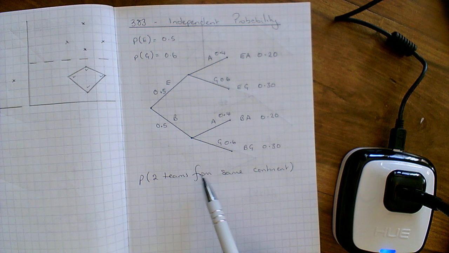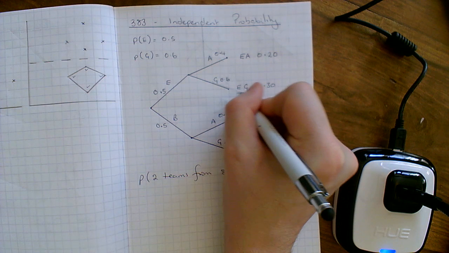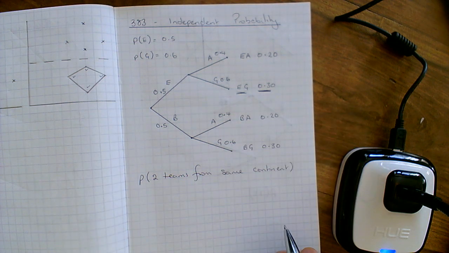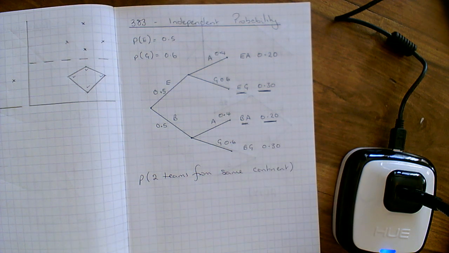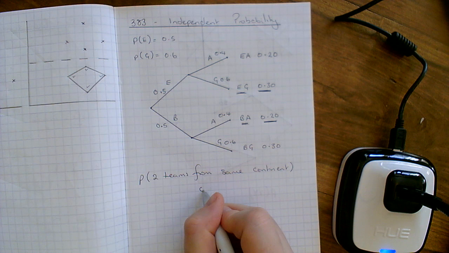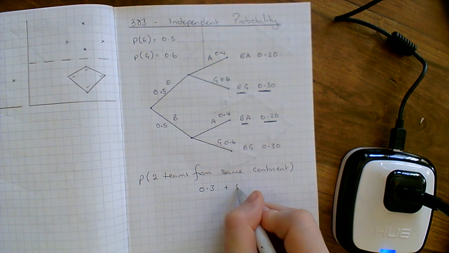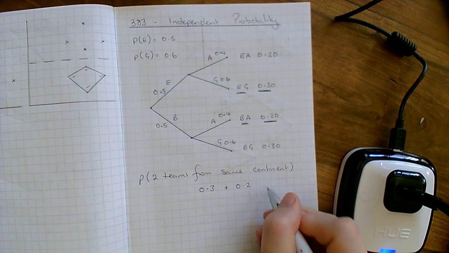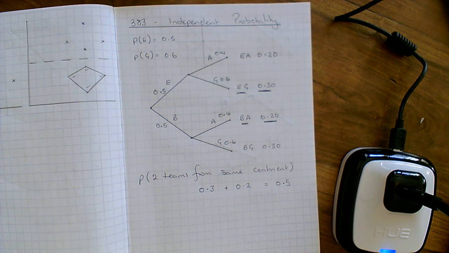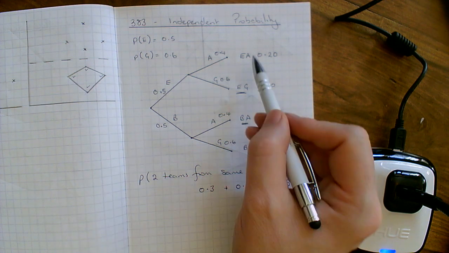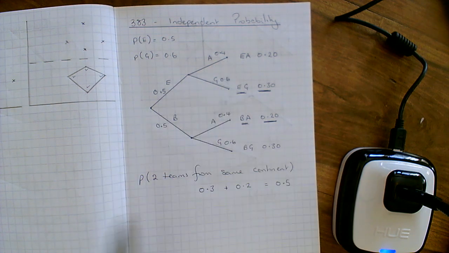So if two teams are from the same continent, that's either England are playing Germany, so that's here, or Brazil are playing Argentina, so that's here. And all you do then is you get the 0.3 from England and Germany, and you simply add on the probability that it's Brazil and Argentina, so 0.3 plus 0.2 is 0.5, and that's that. Okay, this thing's really useful at the end of a tree diagram. You should always do this, put the results at the end, get the probabilities just by multiplying along.